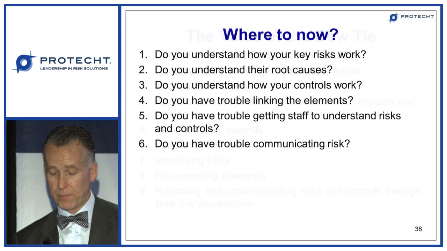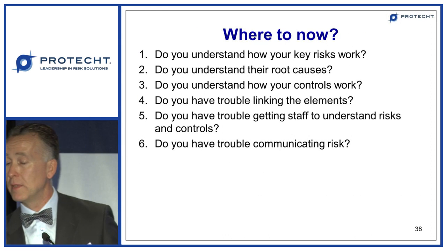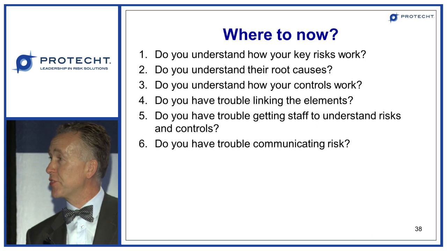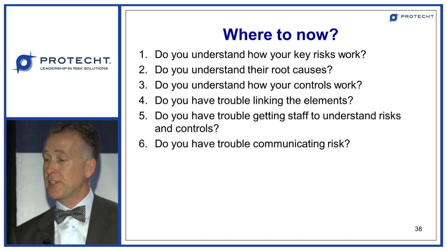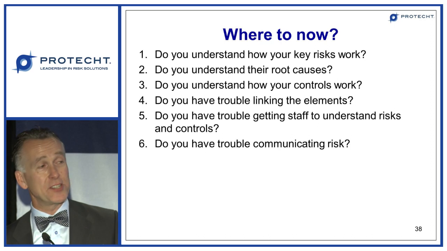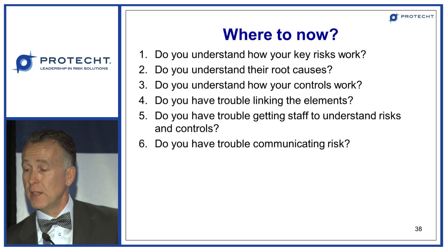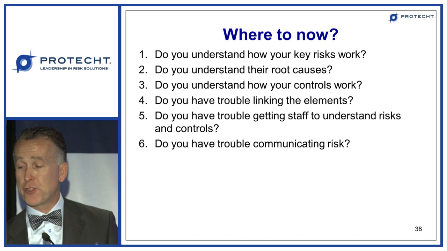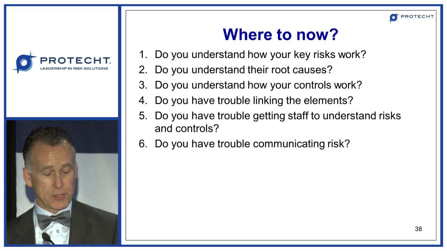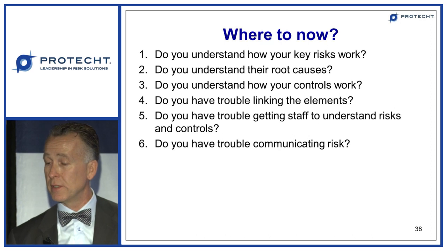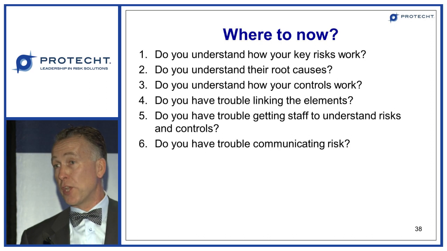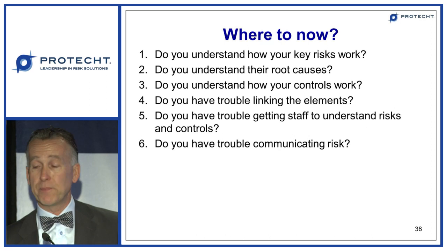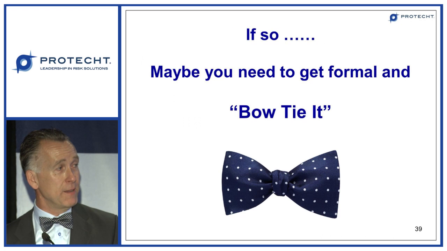So finally, where to now? Do you understand how your key risks work? Do you understand their root causes? Do you understand how your controls work? Do you have trouble linking all those elements together? Do you have trouble getting staff to understand your risks and controls? Well, if you do, and lastly, do you have trouble communicating risk? Well, if you do, I'd suggest maybe you need to get formal and quite simply bow tie it.